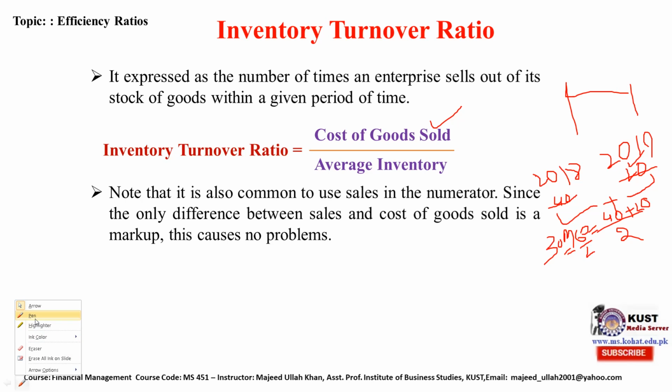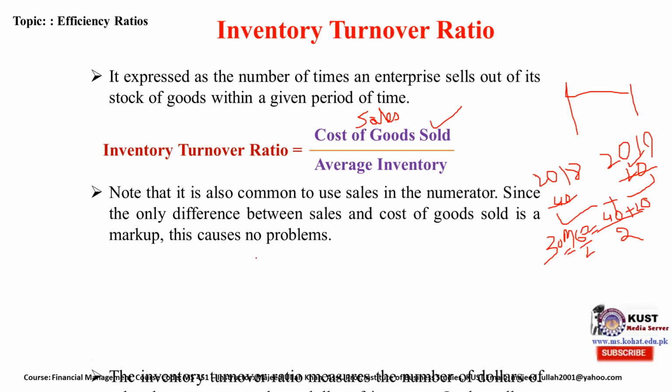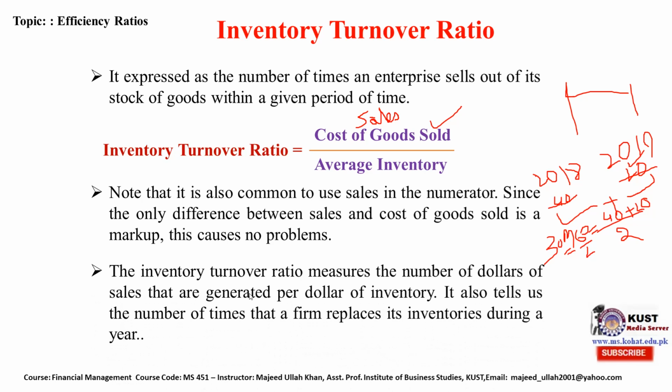As I discussed, it is also common to use sales as a numerator. Sometimes cost of goods sold is not available, so for inventory turnover ratios, some others use sales instead of cost of goods sold. Since the only difference between sales and cost of goods sold is markup, that causes no problem. The inventory turnover ratio measures the number of dollars of sales generated per dollar of inventory.